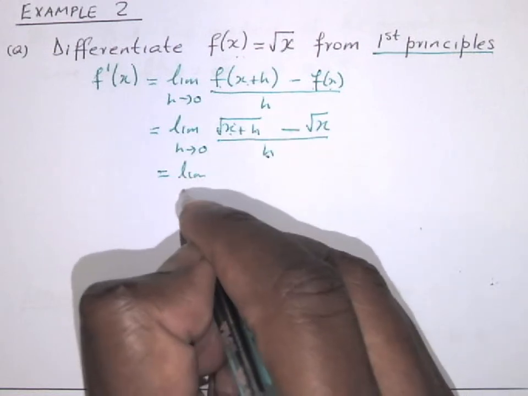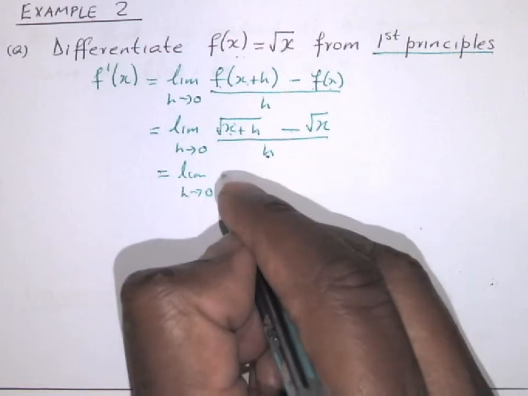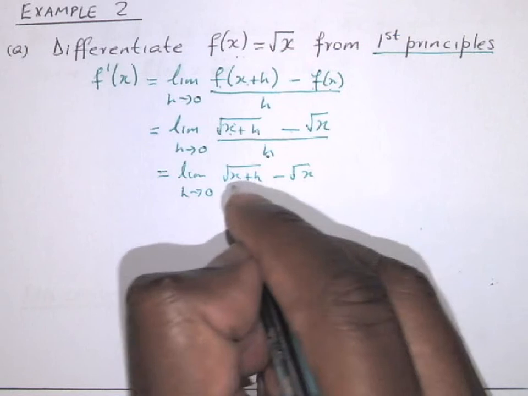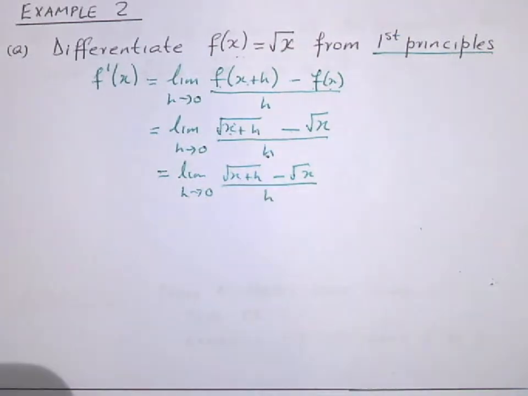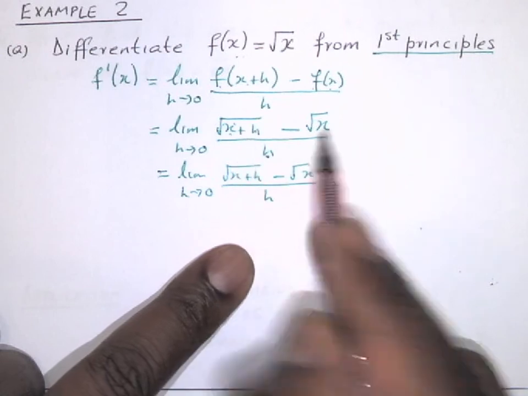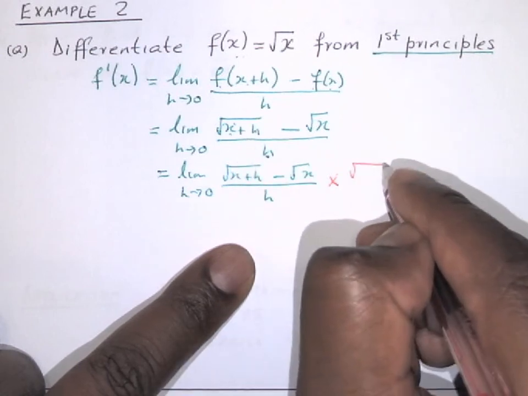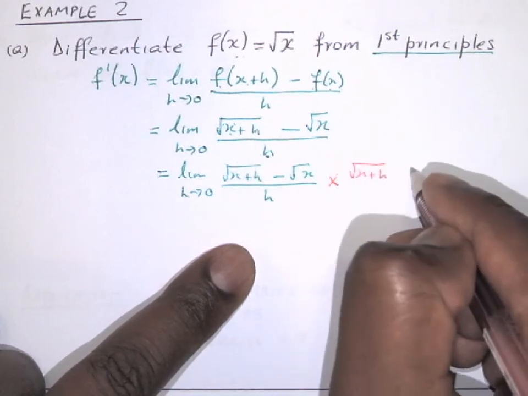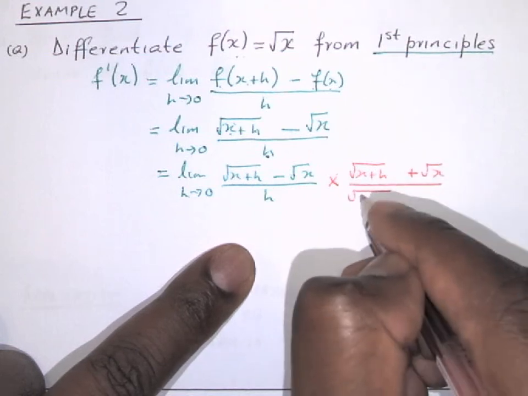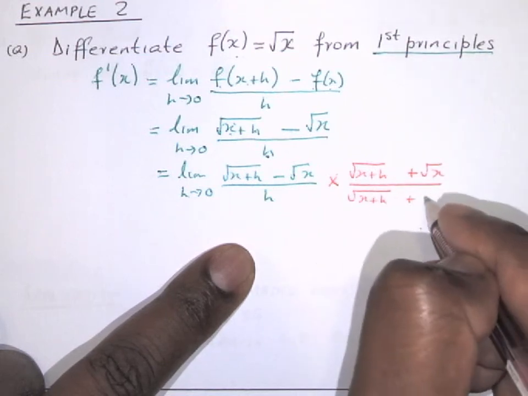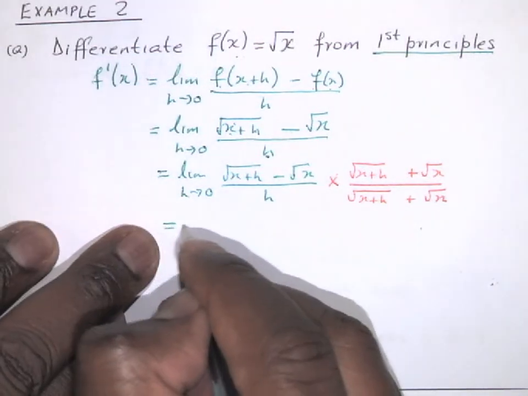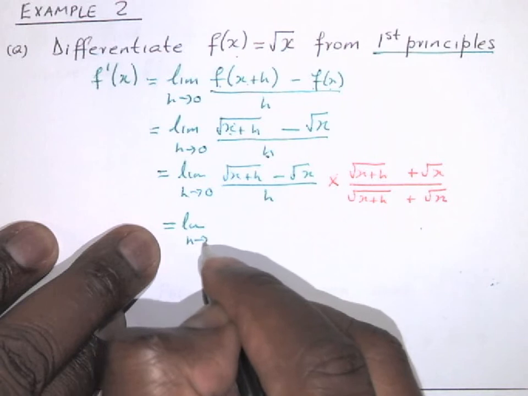So it's the limit as h approaches 0 of the square root of x plus h minus the square root of x, all over h. Then I must multiply this with a special one, the conjugate of this. So it will be the square root of x plus h plus the square root of x, divided by the square root of x plus h plus the square root of x. Now I can see what's going to happen.